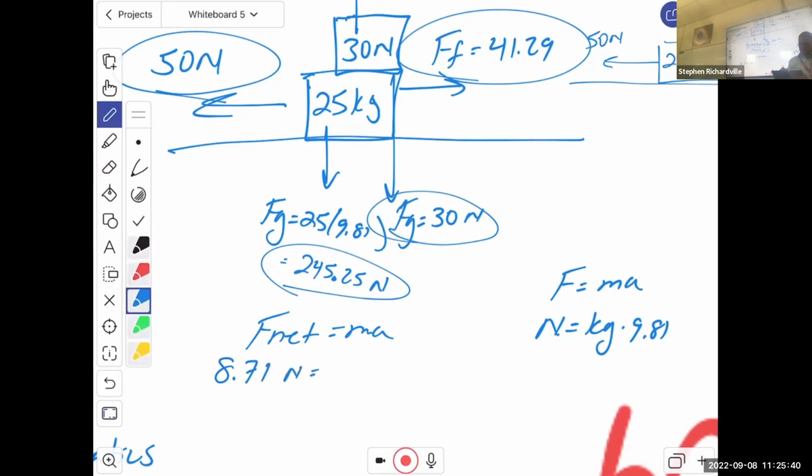Newtons. And the mass that's going, now this is a little bit tricky. I know that it's 25, but the 30 newtons is not mass. So 30 newtons equals mass times 9.81, or the mass is 3.